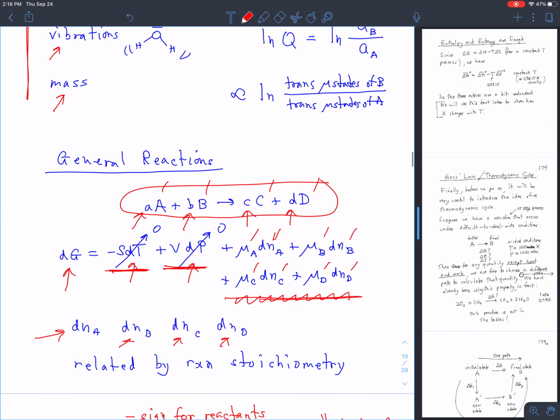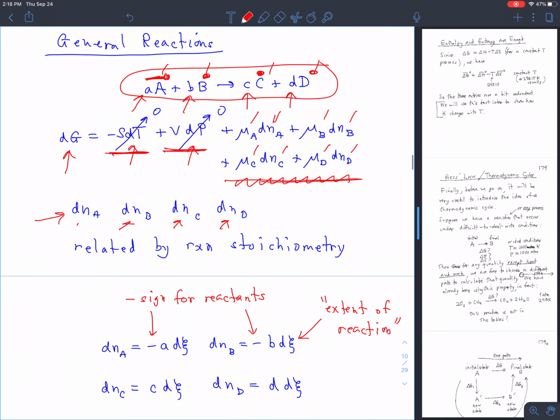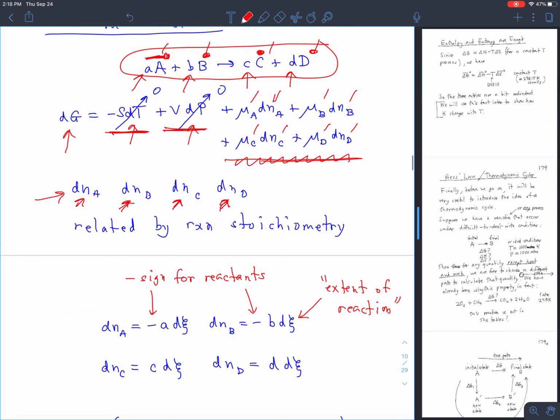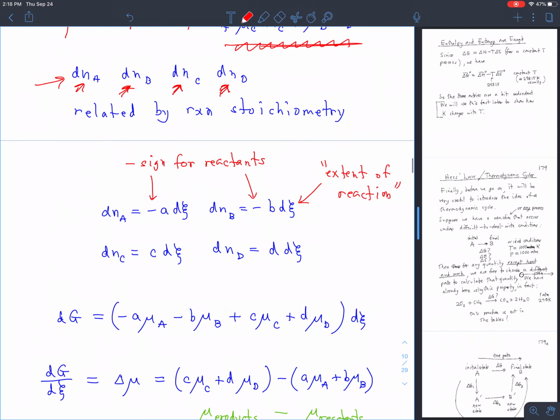If we look at this chemical reaction up here, every time I lose a molecule of A, I have to also lose B molecules of B, and I have to gain C molecules of C and D molecules of D, and that means that these changes in the mole numbers aren't all independent. They're all related to each other, in fact. And there's a way to express that relationship. We do it as follows.